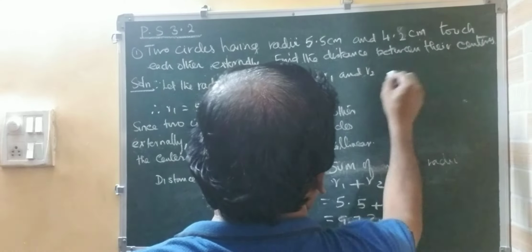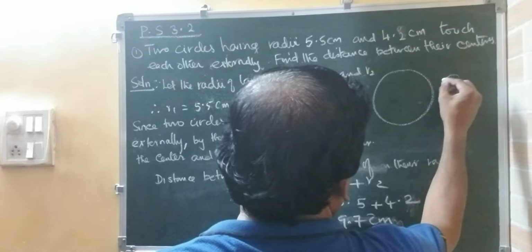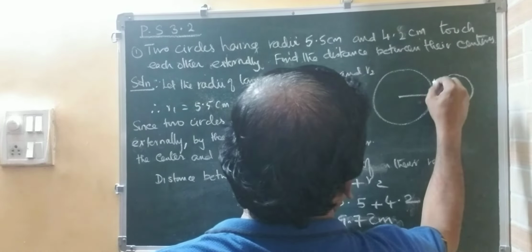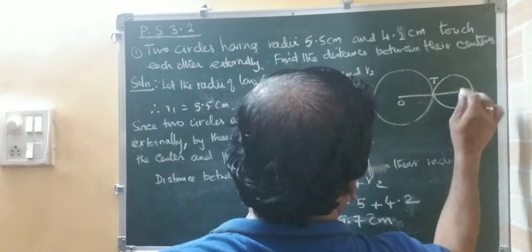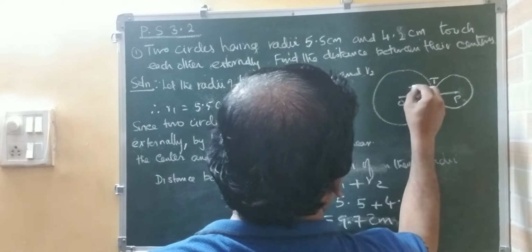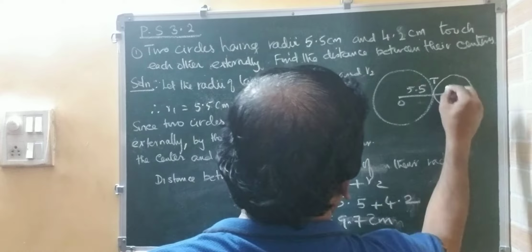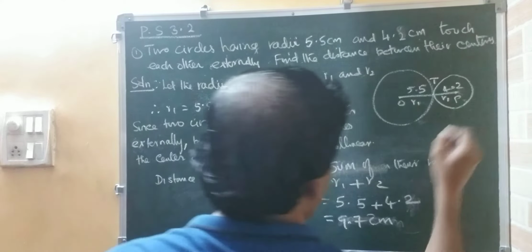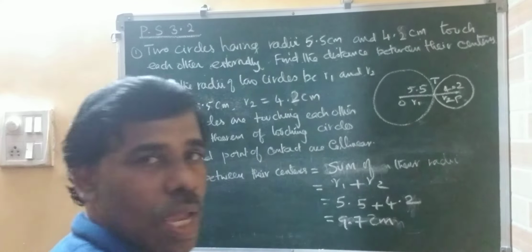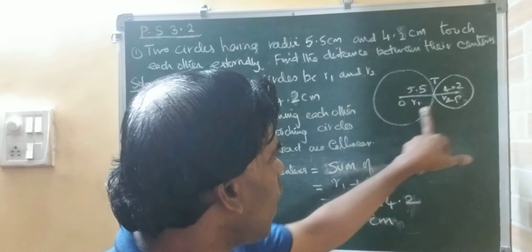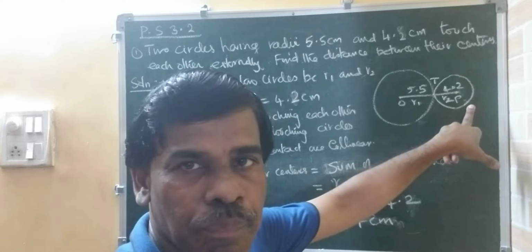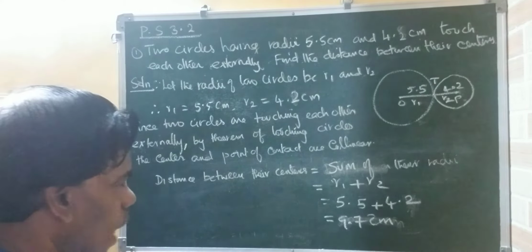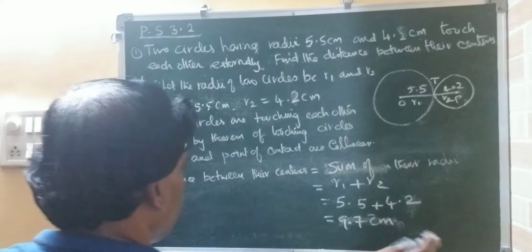So, here what will be the case? One bigger circle is there, one smaller circle is there. This is the point T, this is O, this is P. This is 5.5, this is 4.2, this is R1, this is R2. So, naturally, we will be able to tell the distance between O and P: OT plus TP, that is 5.5 plus 4.2, that gives you 9.7, that is all. Now, one more sum.